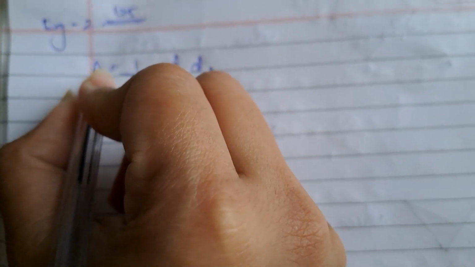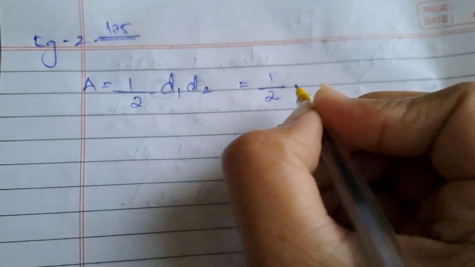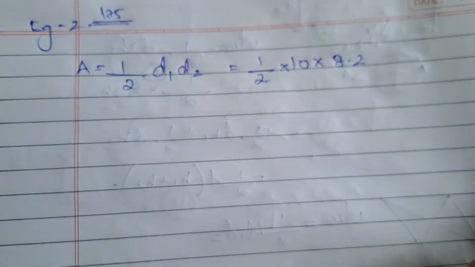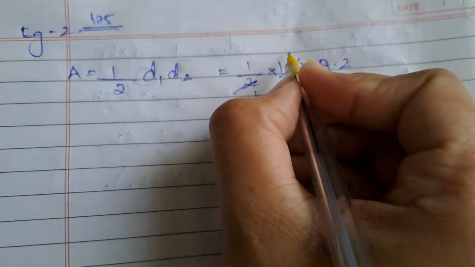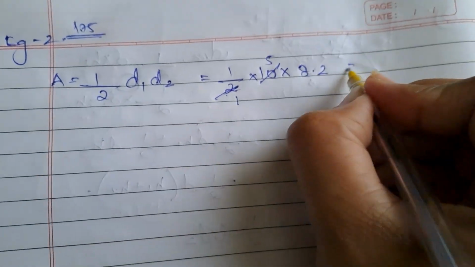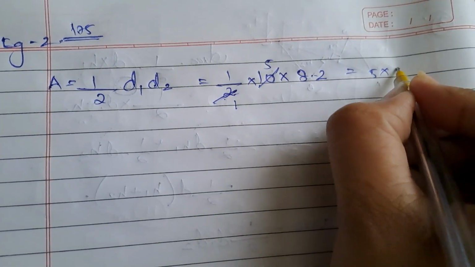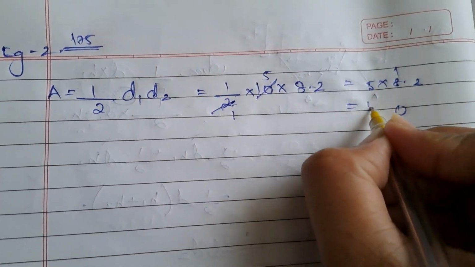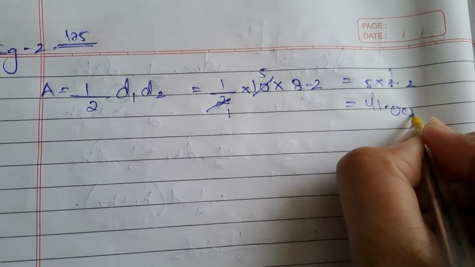Whose diagonals are of length 10 centimeters and 8.2 centimeters. Half. One of the diagonals is 10 centimeters and the other is 8.2 centimeters. Fine. So start solving it. 2 ones are 2, 2 fives are 10. So 5 times 8.2 is what you get. Then 5 twos are 10, 5 eights are 40, 41.0 centimeters square.